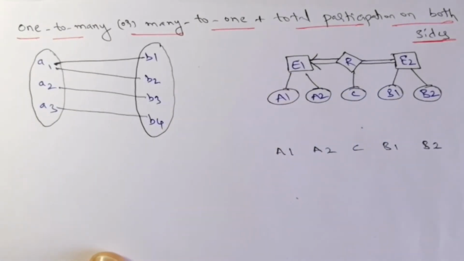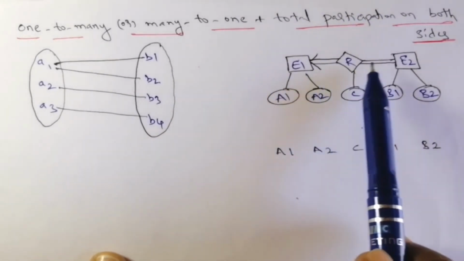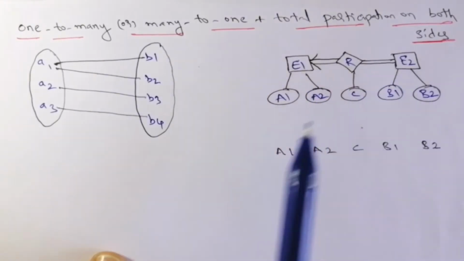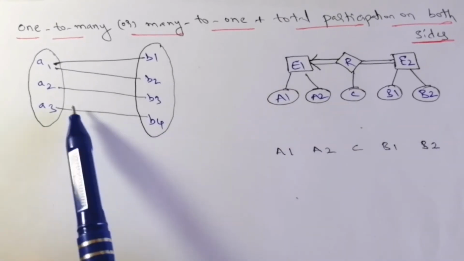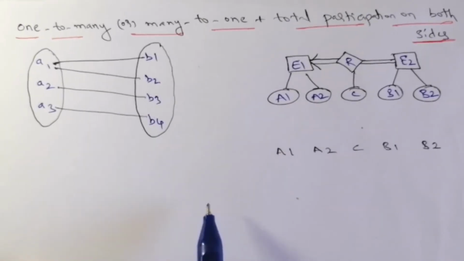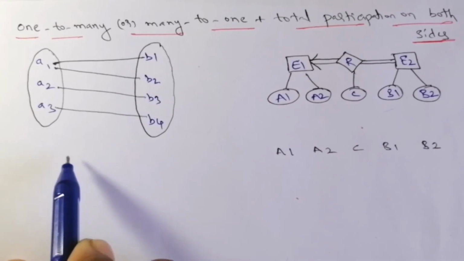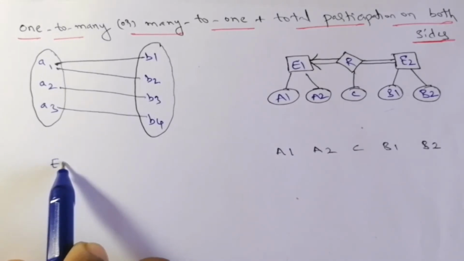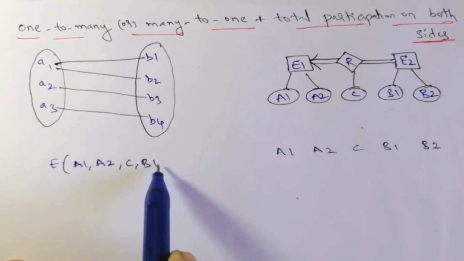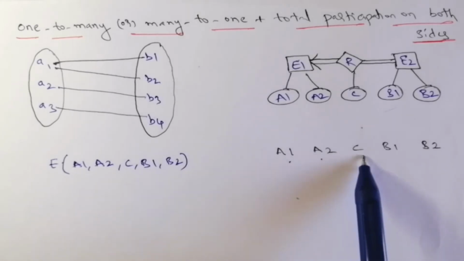Here if we look at the example, on both sides we have the total participation. This is the one side, this is the many side, and both sides have total participation. It is one to many, right? First of all, let us check combining the complete diagram into a single relation. If we combine into a single relation, then A1, A2, C, B1 and B2.